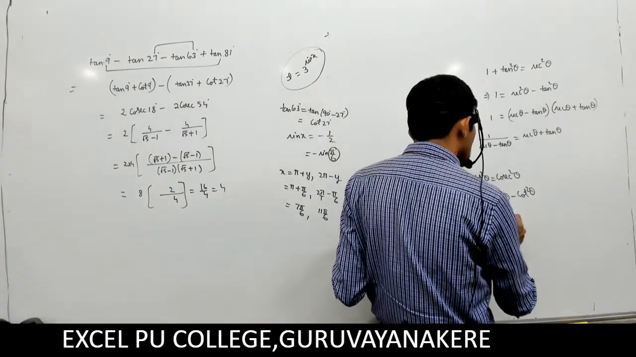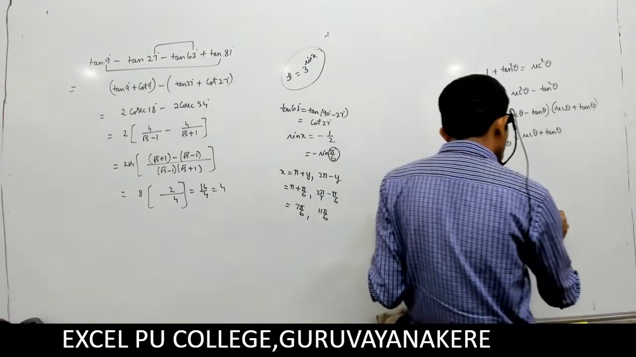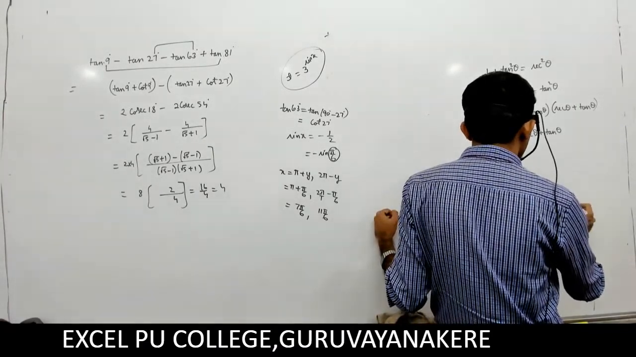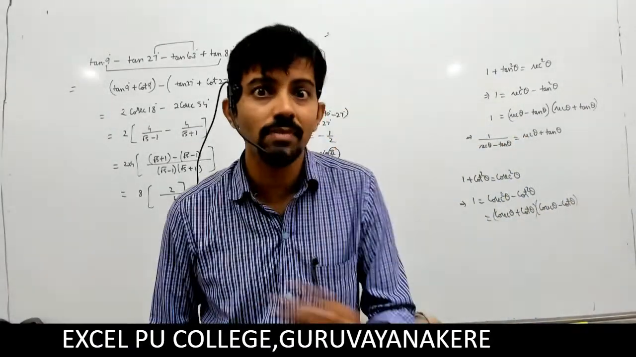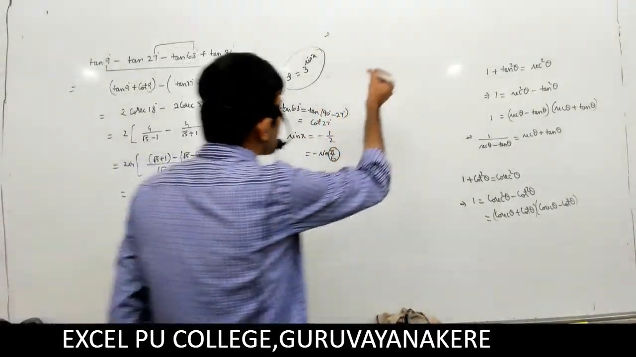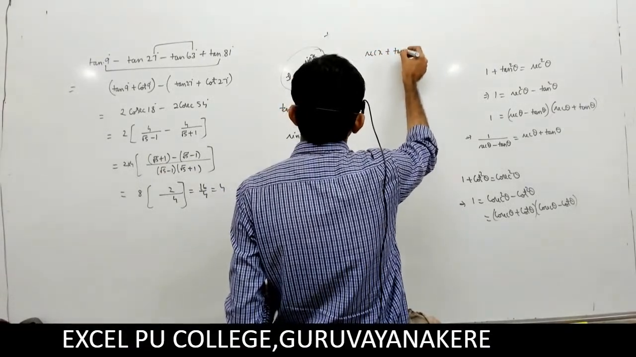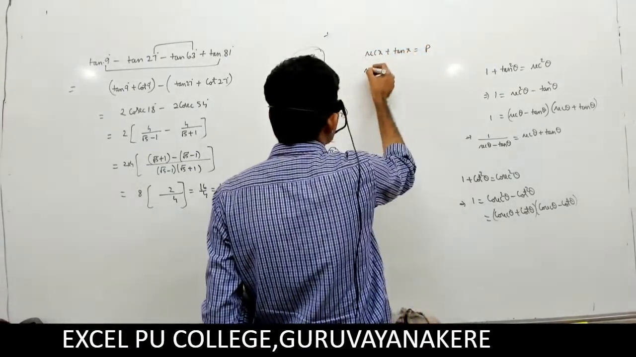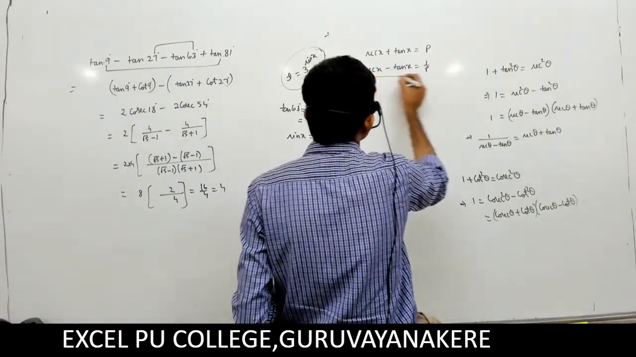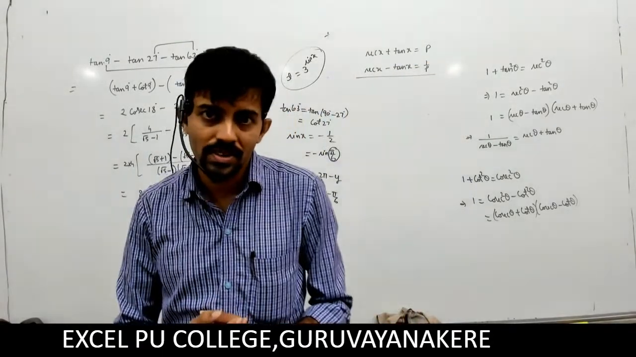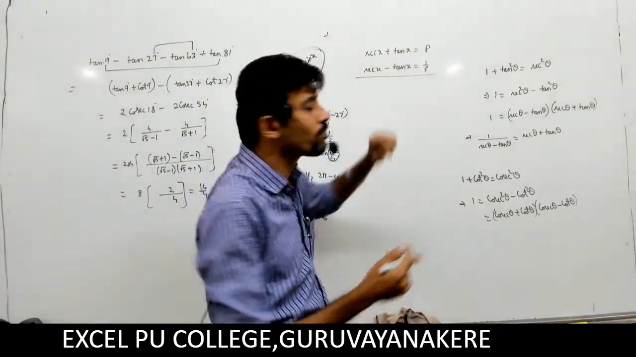A square minus b square, a plus b into a minus b: cosec theta plus cot theta into cosec theta minus cot theta. Similar relation here, 1 by cosec plus cot is cosec minus cot. So if secant x plus tan x is equal to p, then secant x minus tan x will be equal to 1 by p, because secant x plus tan x and secant x minus tan x are reciprocals.